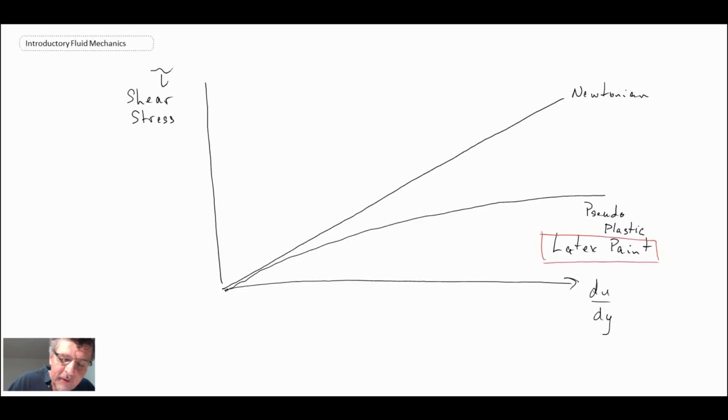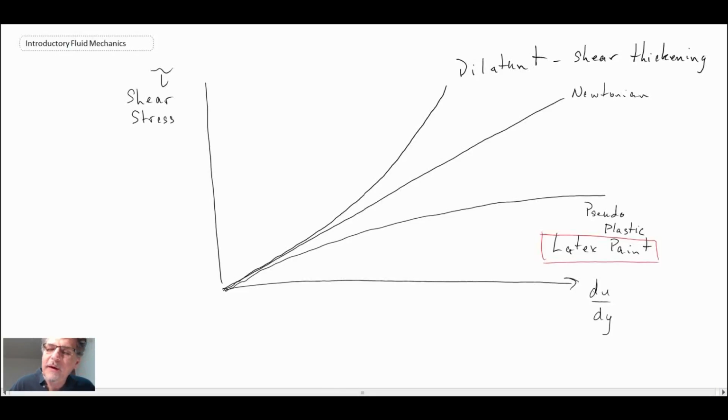Another type of fluid is one where the more shear you apply, the higher the shear stress. That is what we would call shear thickening, or a dilatant. And a common fluid that has that attribute would be water and cornstarch.